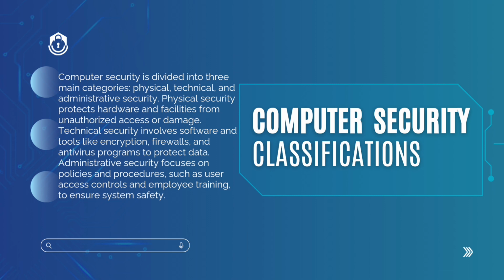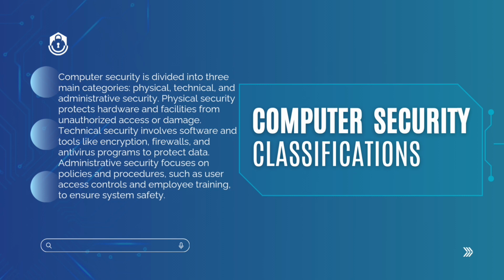Computer security is generally divided into three main categories: physical, technical, and administrative security. Physical security ensures the physical protection of hardware and facilities, such as protecting servers and data centers from theft, damage, or unauthorized access. This could involve using locks, security guards, or surveillance cameras.